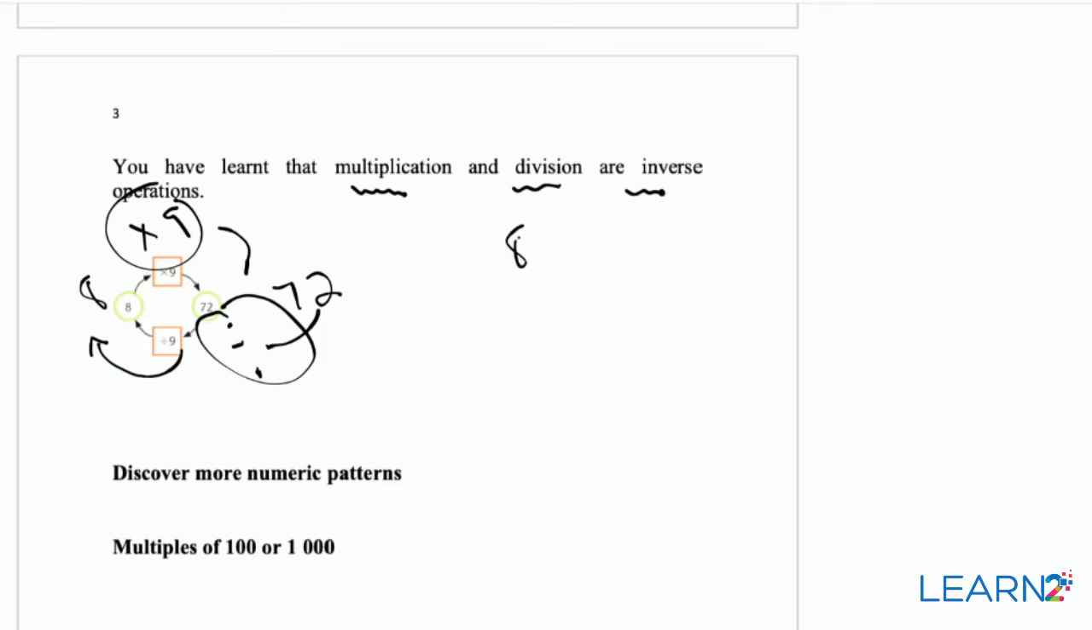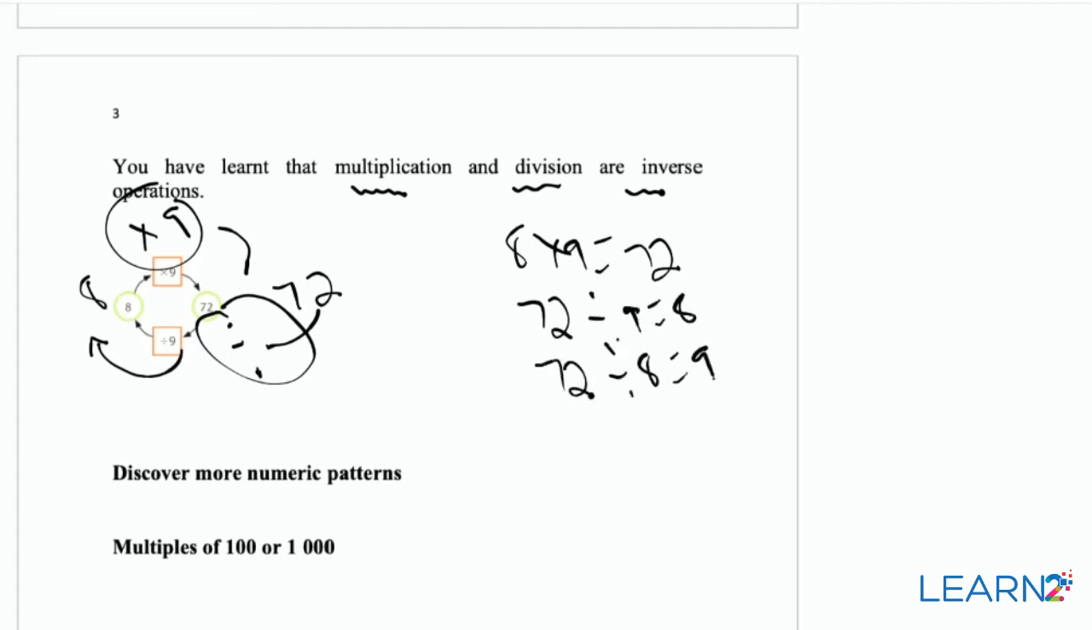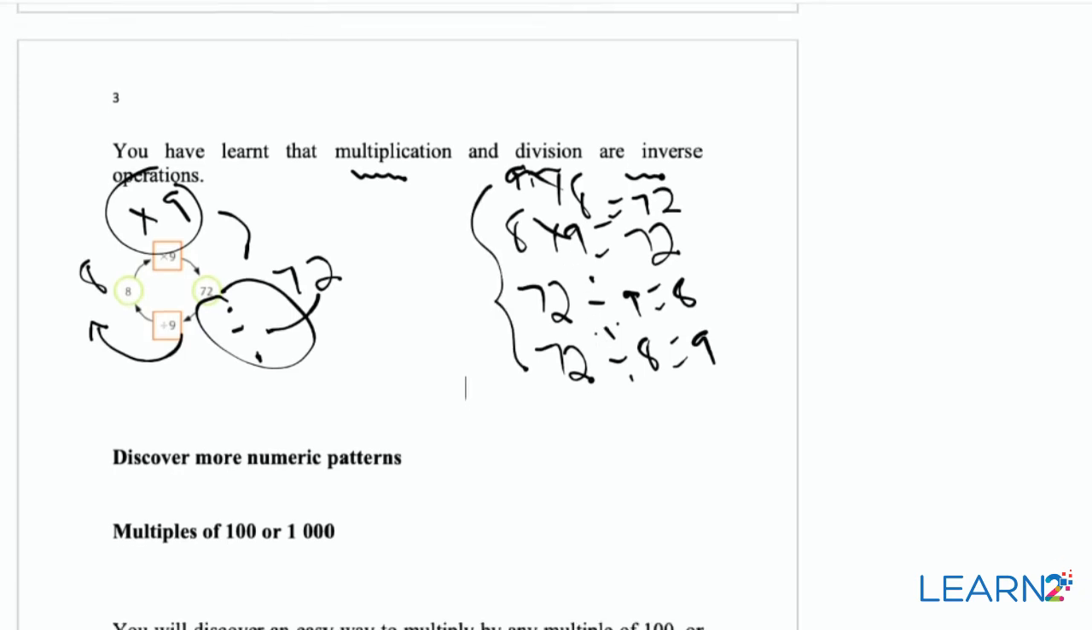So what we're saying is 8 times 9 gives us the 72. But if we take the 72 and we divide it by 9, we're going to get back to 8. Or if we took the 72 divided by 8, we'd get 9. So either way, or we could say 9 times 8 here is 72. The order does not matter. So division and multiplication are opposite operations.